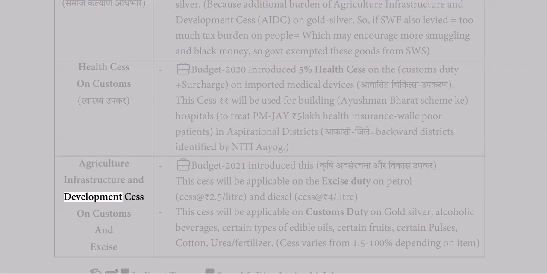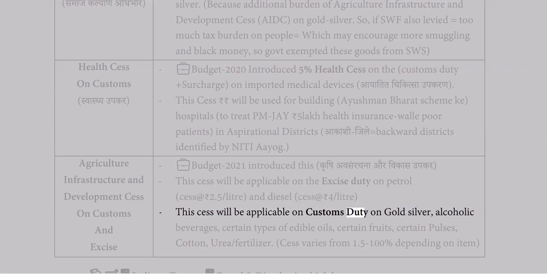Agriculture infrastructure and development cess on customs and excise. Budget 2021 introduced this. This cess will be applicable on the excise duty on petrol, at 2.5 rupees a litre, and diesel, at 4 rupees a litre.